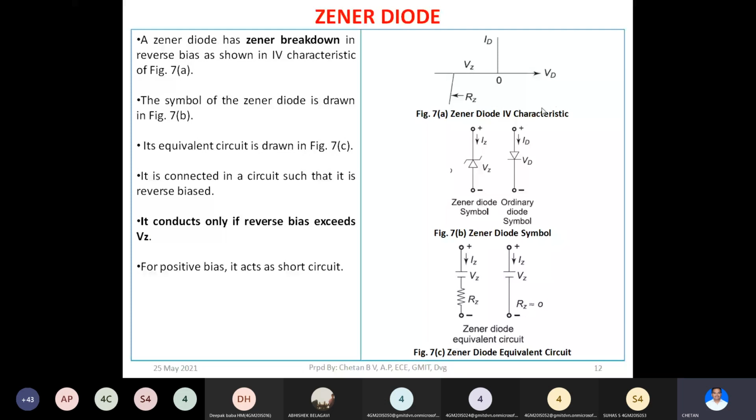That too, it is used in a peculiar application called as voltage regulator. So to operate this Zener diode in voltage regulator mode, it should be operated in reverse biased condition. This Zener diode in most of the applications will be used as a voltage regulator. It has to operate in reverse biased condition.